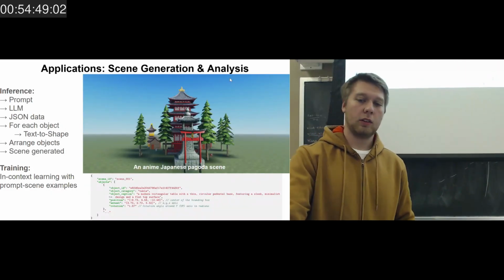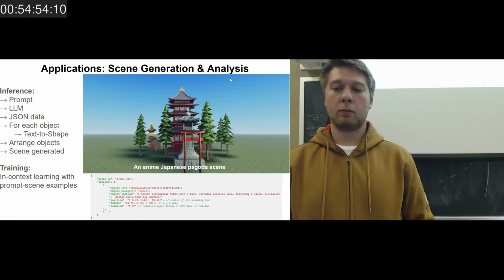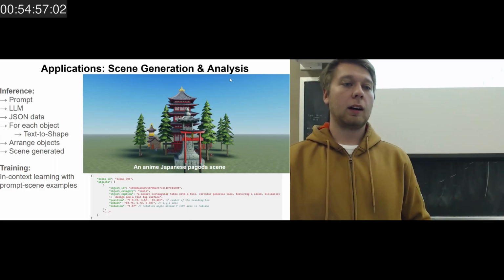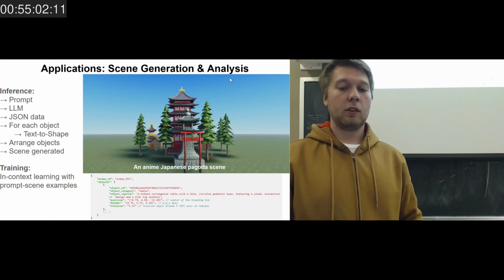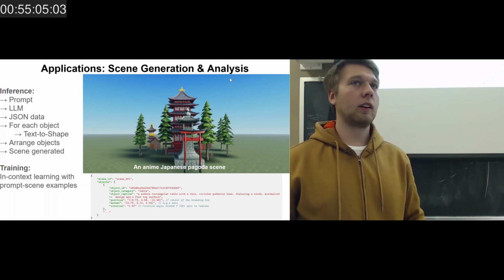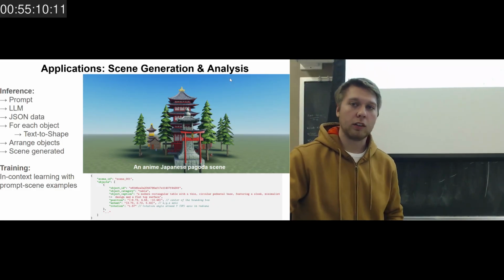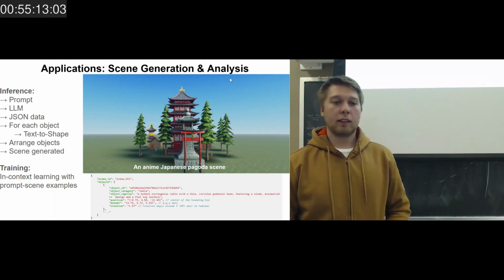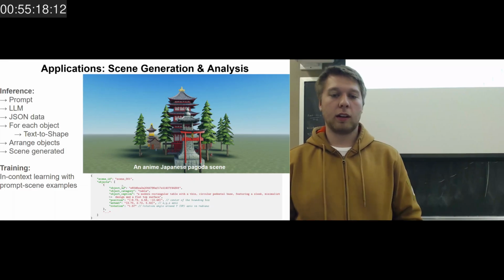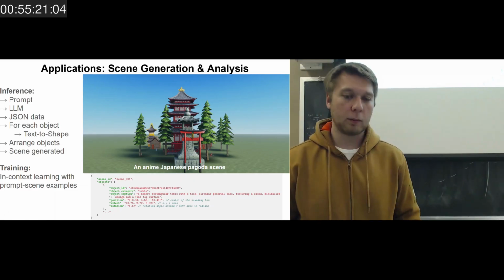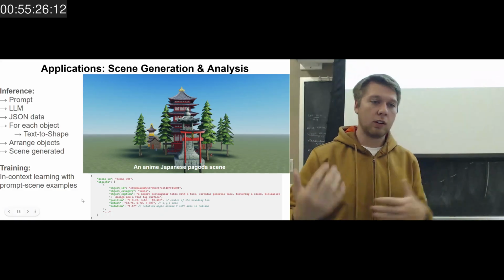Scene generation analysis. So this is their last application. You give it a prompt. You say, in this case, an anime Japanese pagoda scene. I don't know how to say that. Now you just use a normal large language model, whatever you want to use. The way they fine tune it is they just use in-context training. So they just give it in the prompt a bunch of examples of scene generation. And you generate this JSON data at the bottom here. So here it says scene 1, object category. Each object is going to have an object category and a description, position, how big it is in the scene, and its rotation in the scene.